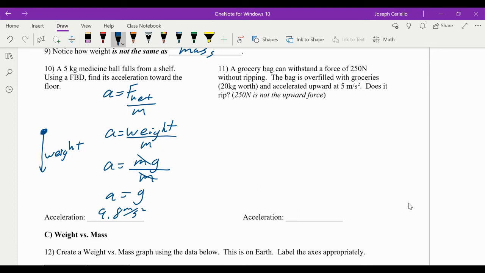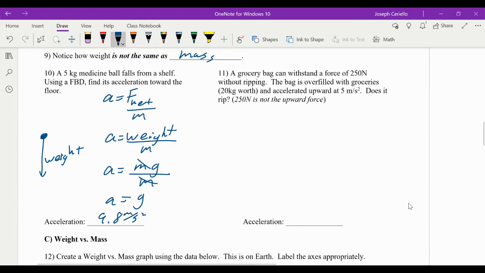This one's a little bit more complicated, but it's the same basic steps. A grocery bag can withstand a force of 250 newtons without ripping. The bag is overfilled with groceries, 20 kilograms worth, and is accelerated upward at 5 meters per second squared. Does it rip? So 250 newtons is not the upward force. We're looking for the upward force, and then we're going to determine, does it rip?